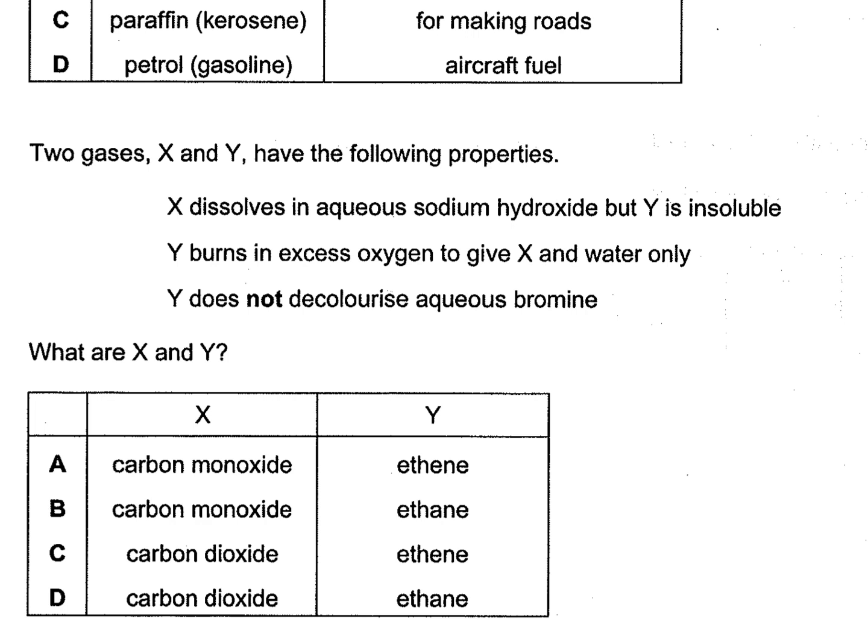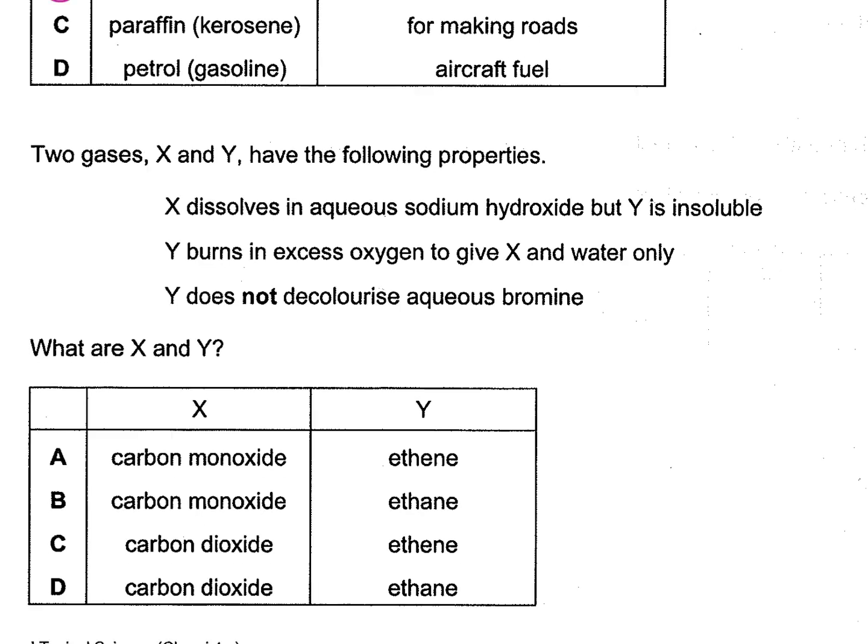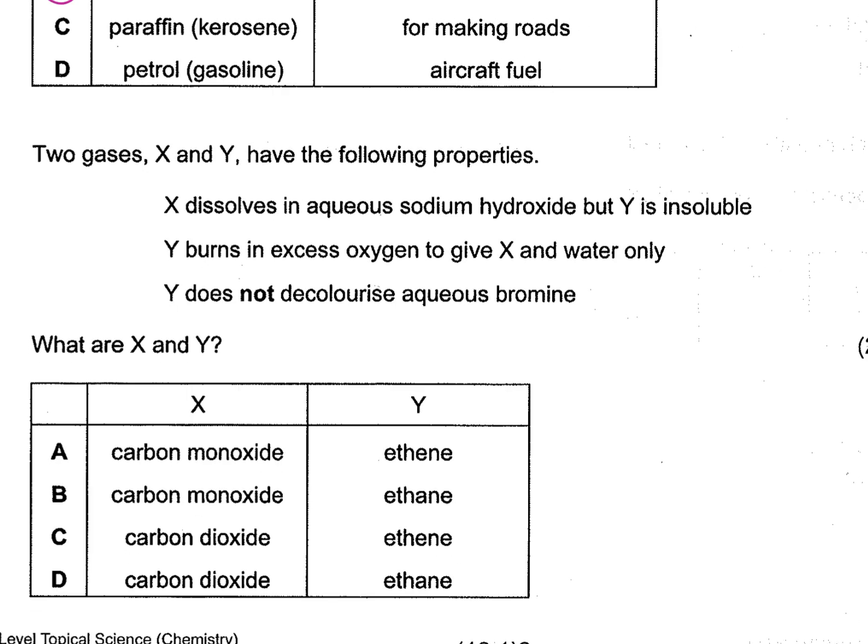You have two gases, X and Y, with the following properties. The first property tells you this. What can you conclude from this? Your gas can dissolve in aqueous sodium hydroxide. What's the nature of sodium hydroxide? Neutral, alkaline, or acidic? Sodium hydroxide is alkaline, right? If a gas can react with an alkaline solution, what does it tell you about the gas? Acidic. So this is actually an acidic gas. So that's the first conclusion you get.